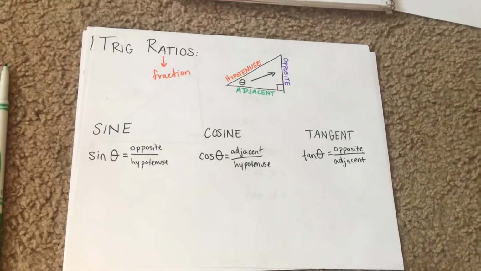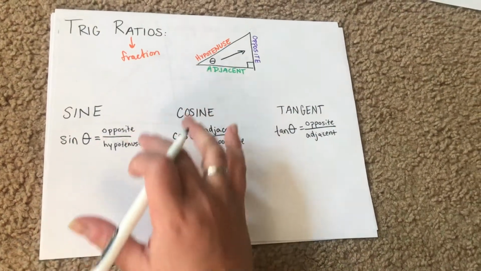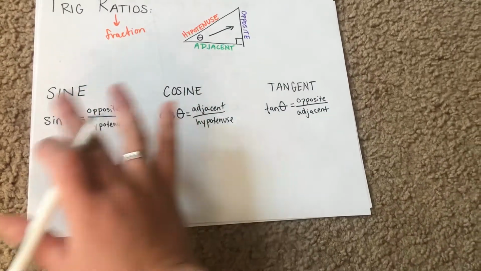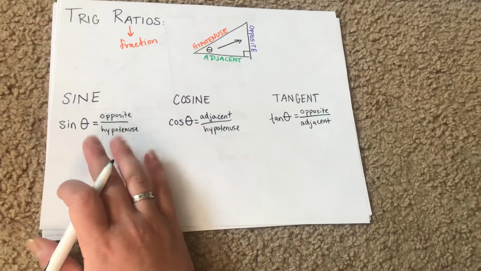So those are our 3 main functions, and they end up being ratios. So the sine of an angle is opposite over hypotenuse. We're looking at the relationship between those sides and the angle that we're given. So if you look at this, you might want to write these down. Actually, definitely write these down.